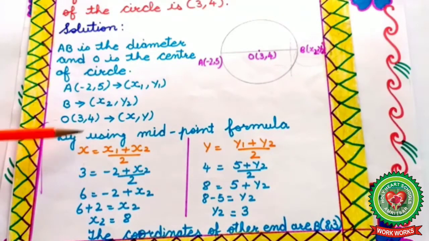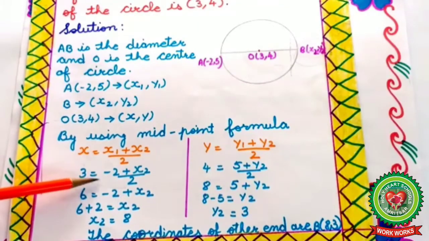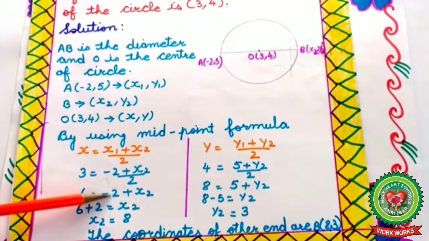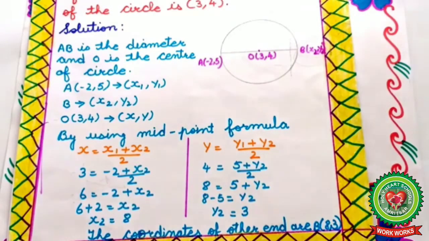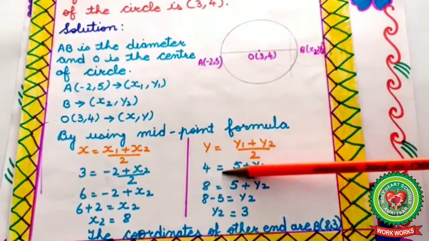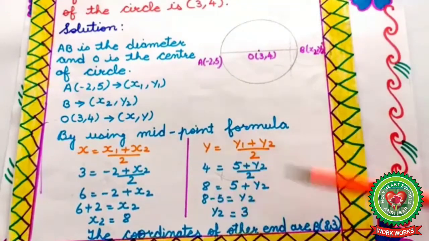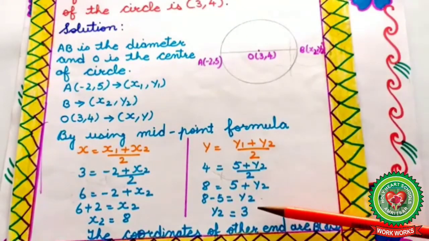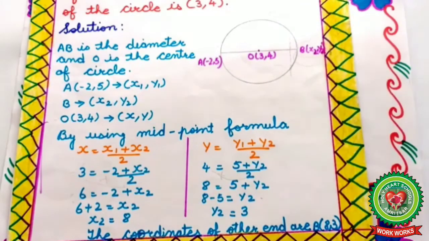After filling in the values, the value of x is 3, the value of x1 is -2. Here 3 into 2, the answer is 6. After collecting like terms, the value of x2 is 8, and the value of y is 4. After multiplication, 4 into 2, the answer is 8. Then after collecting like terms, the value of y2 is 3. So therefore, the coordinates of the other end are 8 and 3. Coordinates of B are (8, 3).